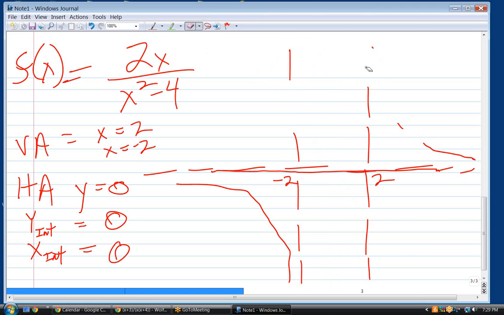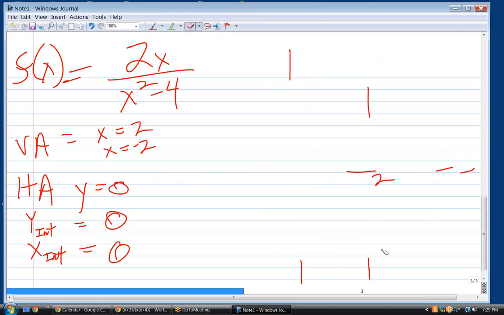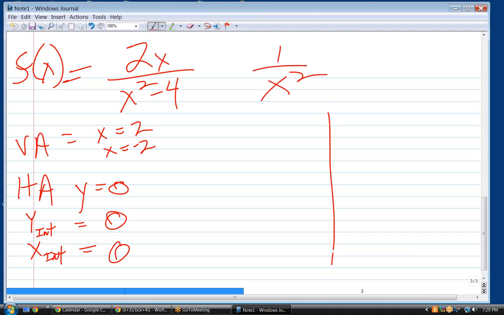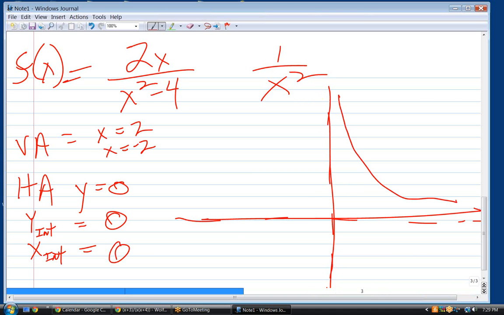Well, hold on. I may have an example that contradicts that very statement. What does this look like? 1 over x squared. It has a horizontal asymptote there, a vertical asymptote there. It goes like this and like this. So that statement I made isn't true. In other words, obviously, we approach this vertical asymptote at positive infinity, and we come back on the other side at positive infinity.